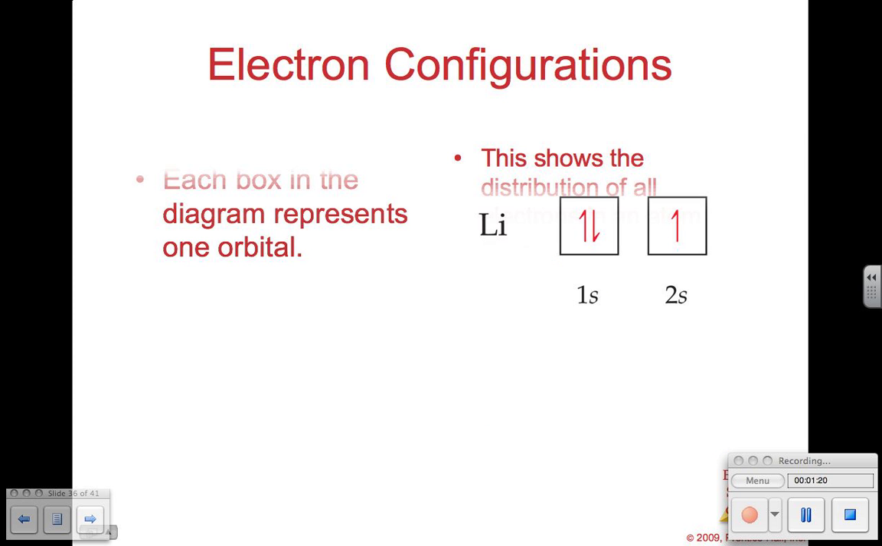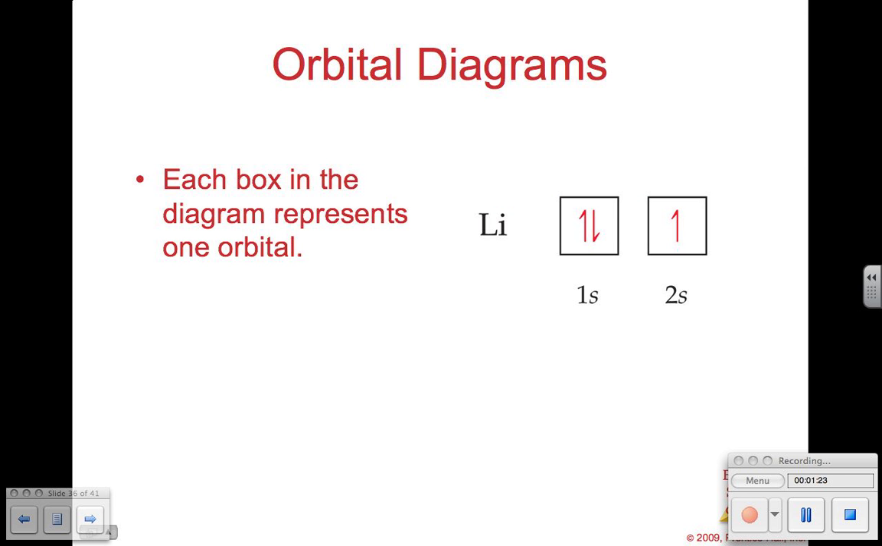Another way that we might write electron configurations would be using orbital diagrams, using boxes to indicate individual orbitals with numbers or headings underneath. Each box in the diagram represents one orbital. If you're talking about an S orbital, you're going to have 1 box. If you're talking about a P, you're going to have 3 boxes. If you're talking about a D orbital, you'll have 5. And if you're talking about an F, you'll have 7.